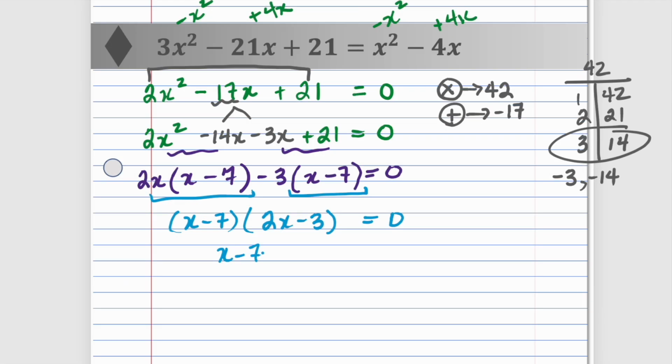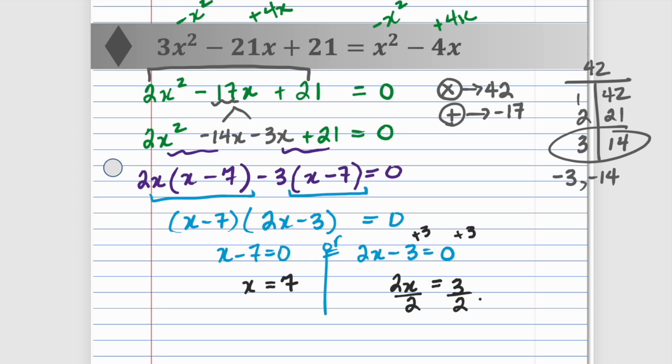X minus 7 is equal to 0, or 2x minus 3 is equal to 0. X is equal to 7, or we have 2x is equal to, add 3 to both sides, 3, divide by 2. X is equal to 3 halves. That's okay, we can have a fraction. We have x is equal to 7, or x is equal to 3 halves.